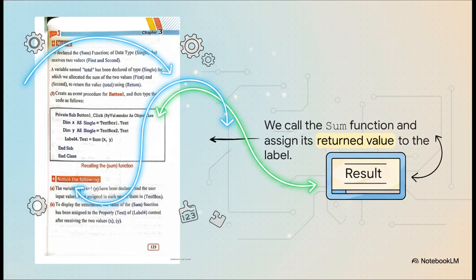Inside our button's code, we call the sum function and we give it the two numbers from the text boxes. The function runs off, does its math, and hands the answer back. We can then take that answer and put it right into our results label. It's like asking a question and getting an immediate, usable answer right back.